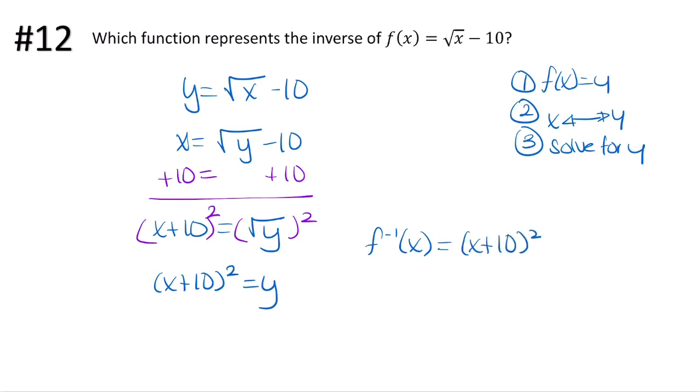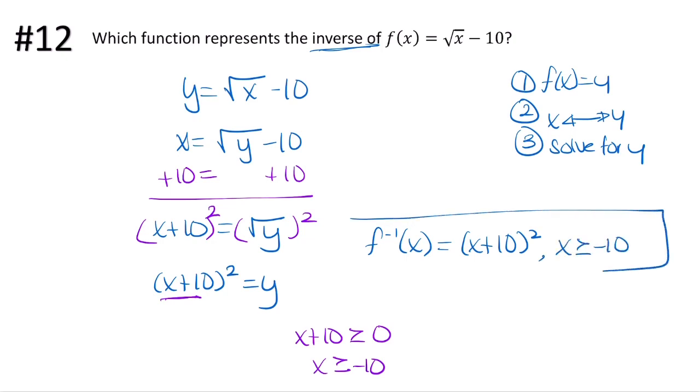And since it's a quadratic that's representing the inverse of a square root function, I need to think about my domain restriction. So I'm going to take that part that's being squared, that x plus 10, and set it greater than or equal to 0 and then solve for x. I can do that by subtracting 10 from both sides. So I have x is greater than or equal to negative 10. So my inverse is going to be x plus 10 squared for all x that is greater than or equal to negative 10. Okay, and there's my inverse.